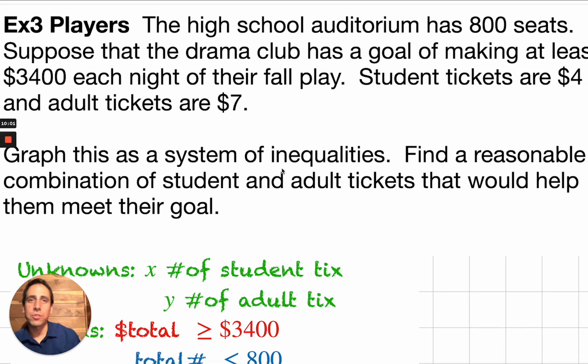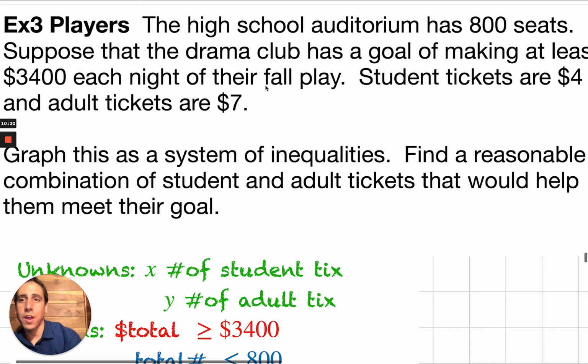This high school auditorium has 800 seats. That sounds like a total. Suppose that the drama club has a goal of making at least $3,400 each night. At least. So bare minimum $3,400. Maybe you could make 3,500, yes, you could make 4,000. You could make $5,000. That would meet this goal. You can't make 3,000. You can't make 1,000 because that would not be at least your goal each night for the fall play.